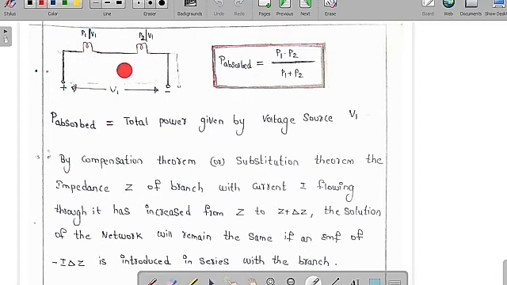Then the total amount of power absorbed by these 2 bulbs is equal to P1 P2 by P1 plus P2. This is the only formula when they both have the same voltage rating and that same voltage is applied. Otherwise, this is not going to be true. So you should apply this formula only when they both have the same voltage rating and the same voltage is applied across them, which is P is equal to P1 P2 by P1 plus P2. Here P is the total power given by voltage source V1, meaning whatever power is given by V1 is equal to the power absorbed by these 2 bulbs.